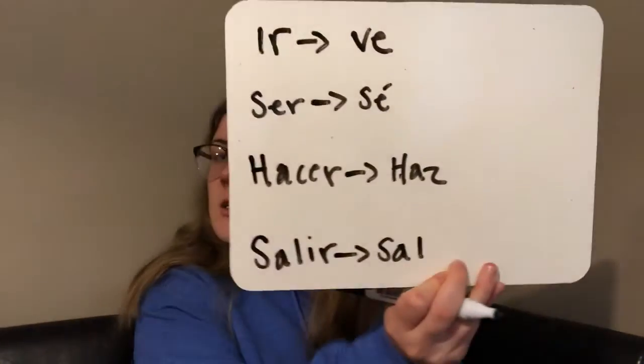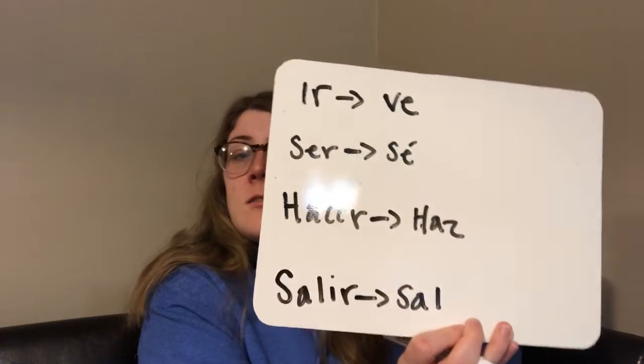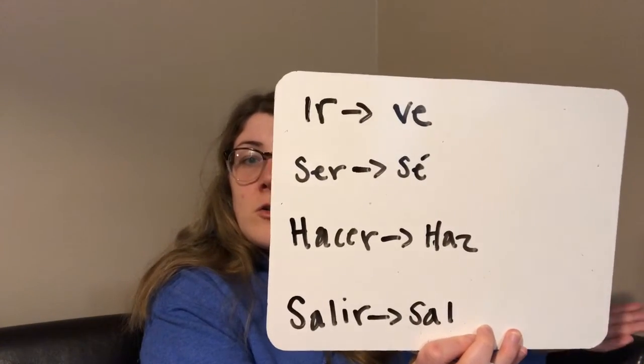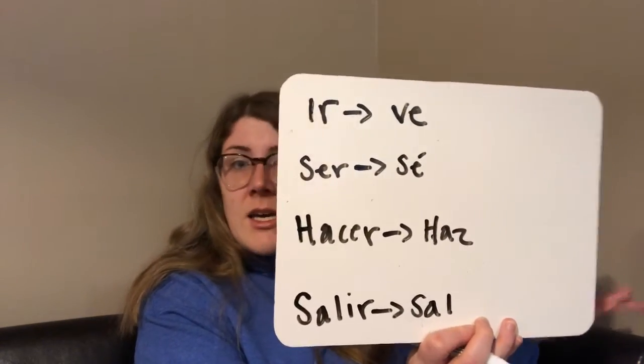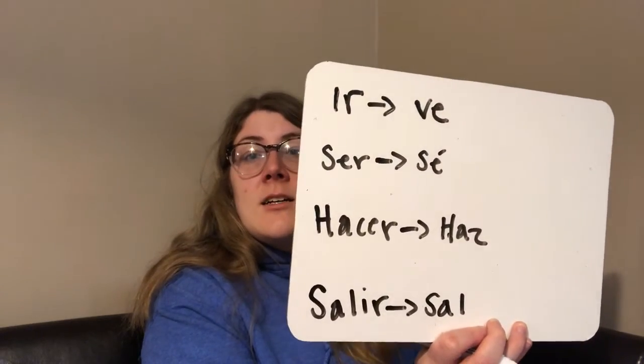And then the last one we have is salir. Salir becomes sal. So, tener ten, venir ven, poner pon, ir ve, ser sé, hacer haz, salir sal. So those are your irregulars for affirmative tú commands, or mandatos afirmativos informales.